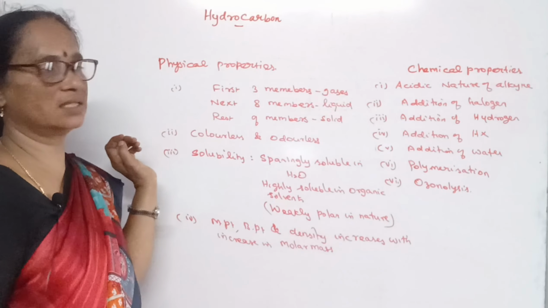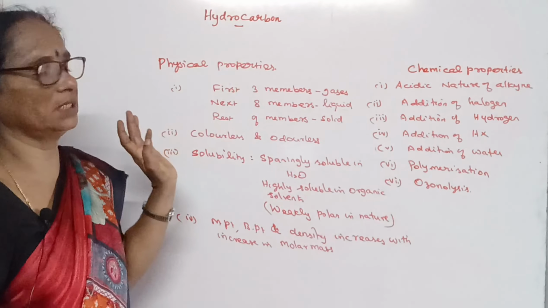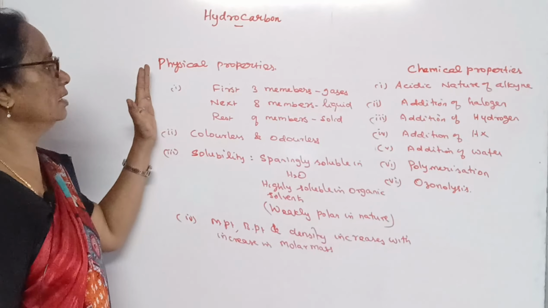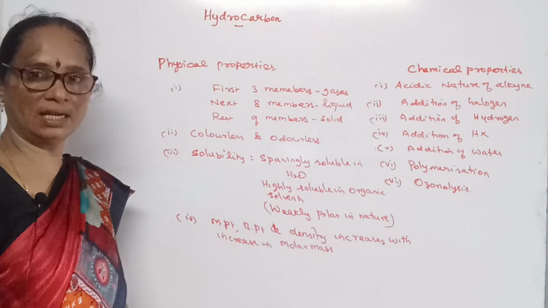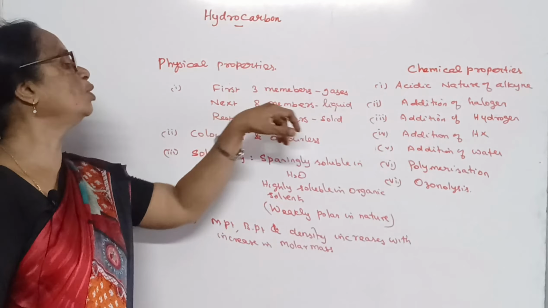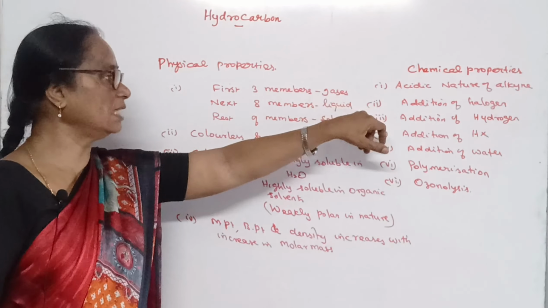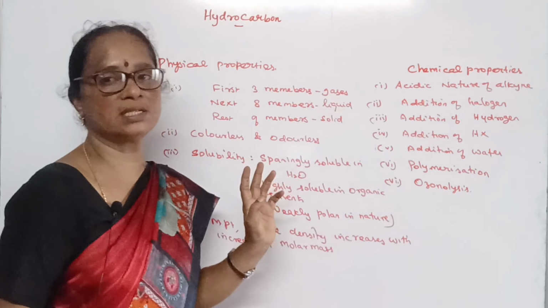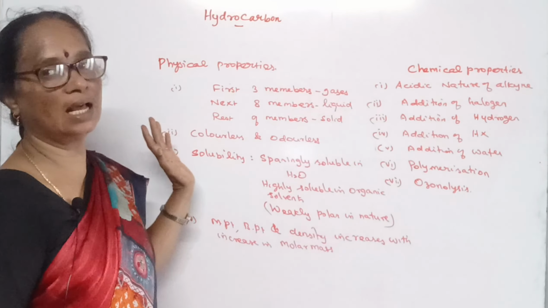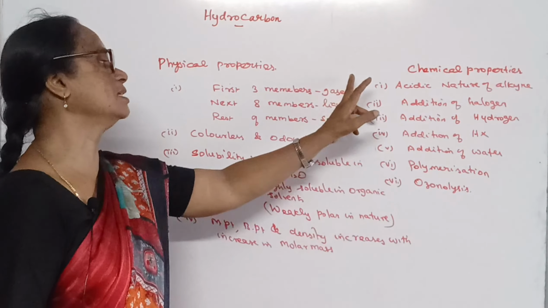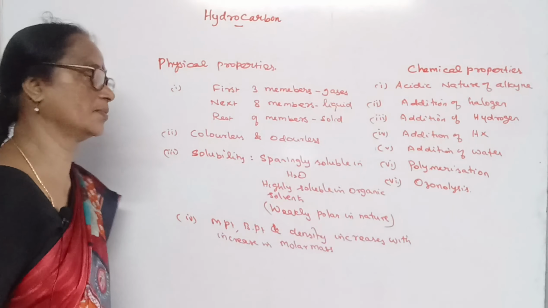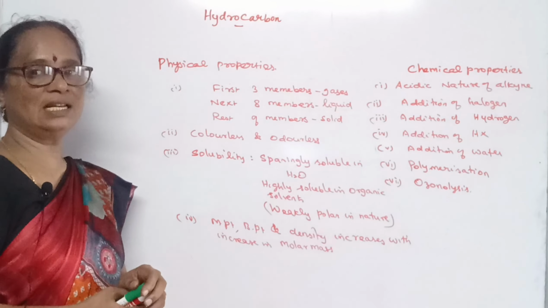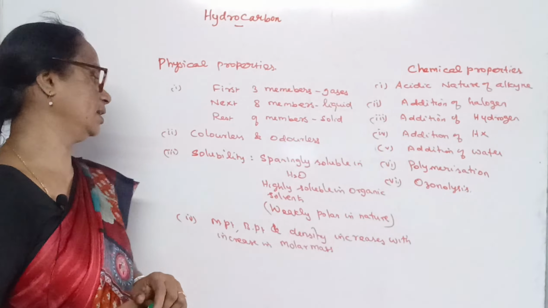Properties of alkynes. Let us see first of all physical properties. Just like alkanes and alkenes, here the first 3 members exist in gaseous state and the next 8 members are in liquid state, and the rest of all will be in solid state. So just like alkanes and alkenes, alkynes can also exist in all the 3 physical states, and they are generally colorless and odorless. But acetylene has some faint smell of garlic.